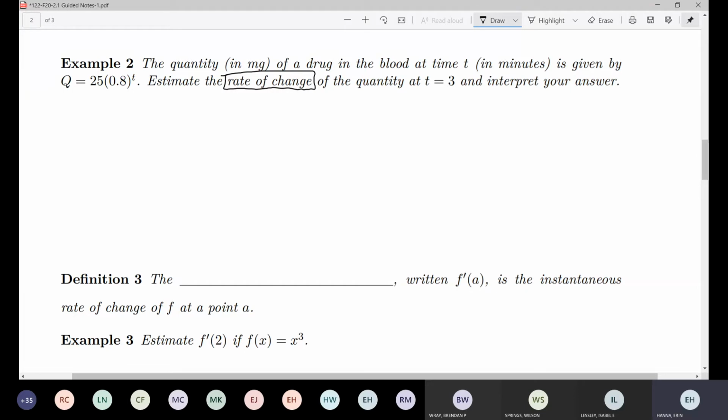So what we're going to do essentially is we want to estimate using the average rate of change at x equals 3.